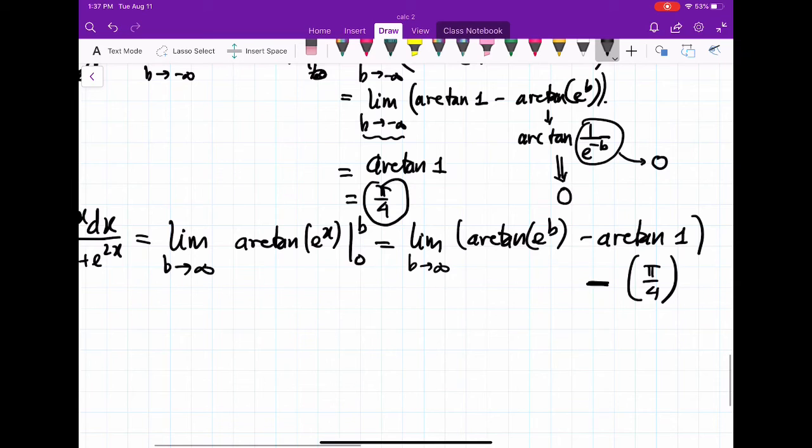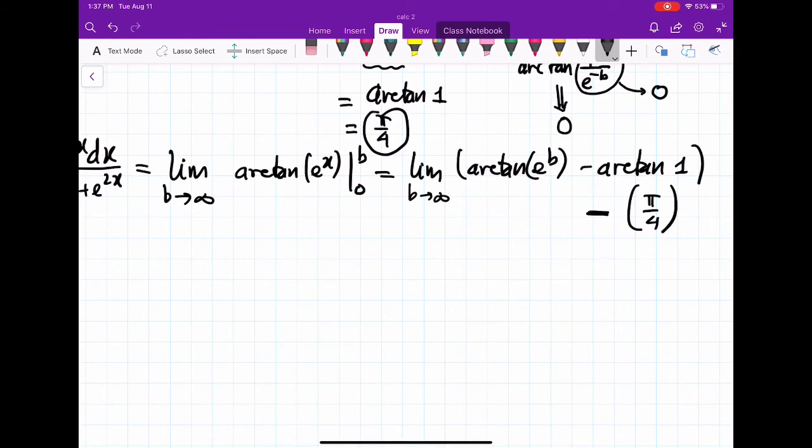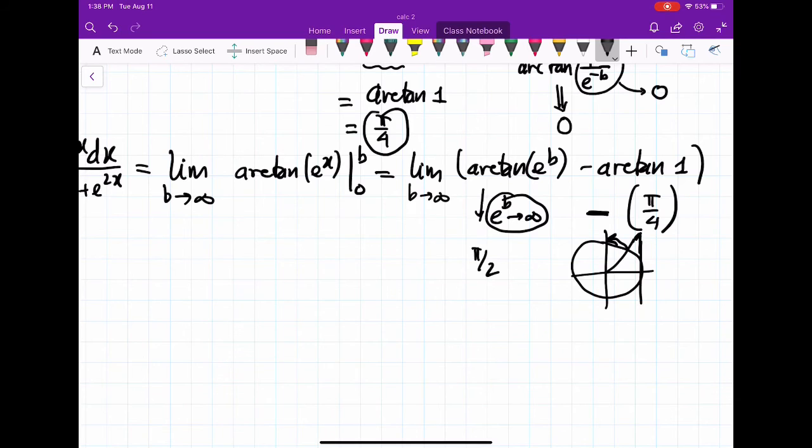How about arctangent of e to the b? Again, when b approaches infinity, e to the b approaches infinity. You see that? And as we have seen, for tangent, when the value just approaches infinity, the angle will approach pi over 2. So this approaches pi over 2. That means the limit is pi over 2 minus pi over 4, equal to pi over 4.